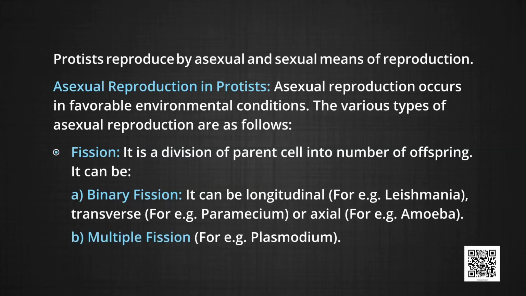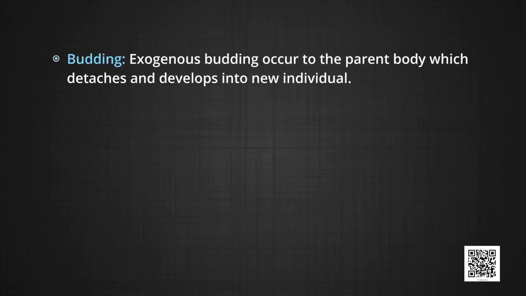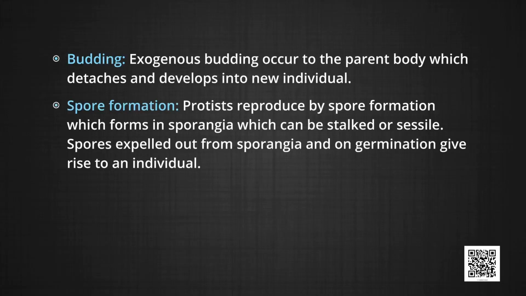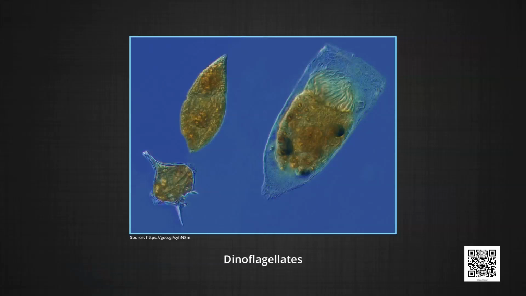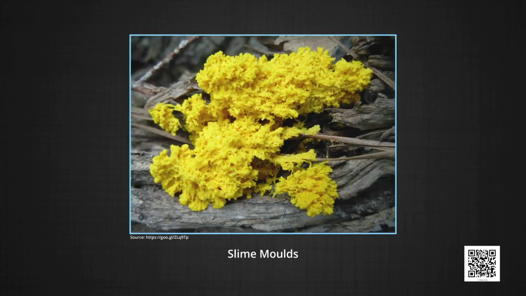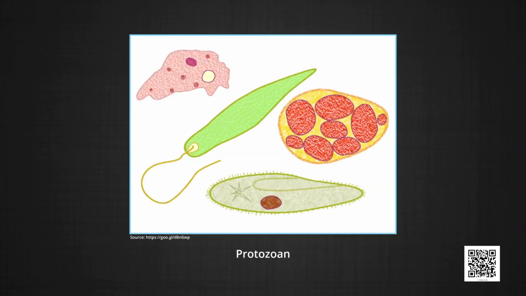Second, multiple fission, for example Plasmodium. Third, budding. Exogenous budding occurs, where a bud on the parent body detaches and develops into a new individual. Fourth, spore formation. Protists reproduce by spore formation in sporangia, which can be stalked or sessile. Spores are expelled from the sporangia, and on germination give rise to an individual. Protists include chrysophytes, meaning producers in the form of phytoplankton, dinoflagellates, euglenoids, slime molds, consumers and decomposers, and protozoans.